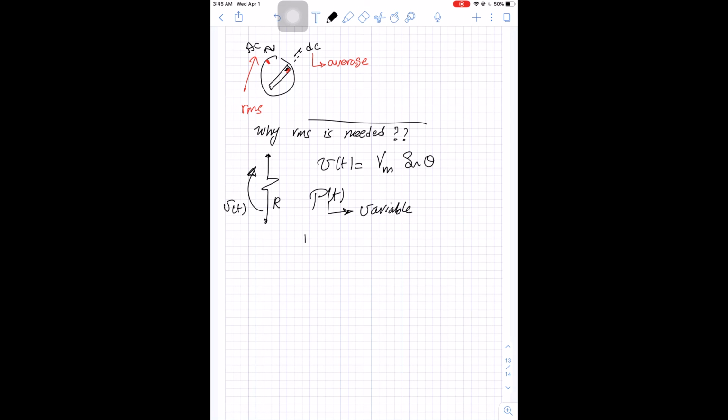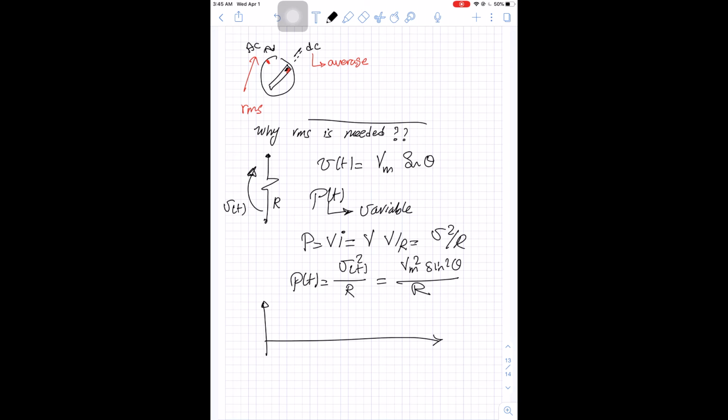We know that the power equals VI, and we know for a resistance that I is V over R, so we can write this equation as V squared over R. So the power as a function of time equals v of t squared divided by R, or equals V max squared sine squared theta divided by R. So if we need to sketch the power, it will be a sine wave squared. So the power will always be positive. P of t, here is t. The power will always be positive because it's the square of a sine wave.